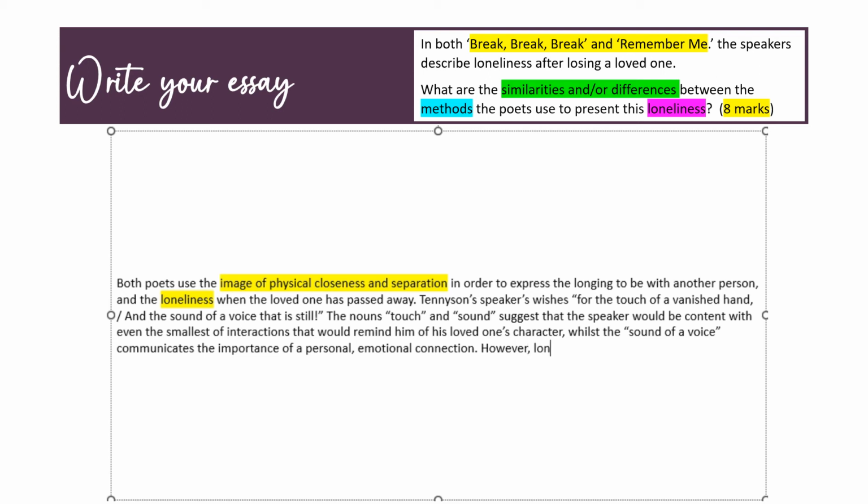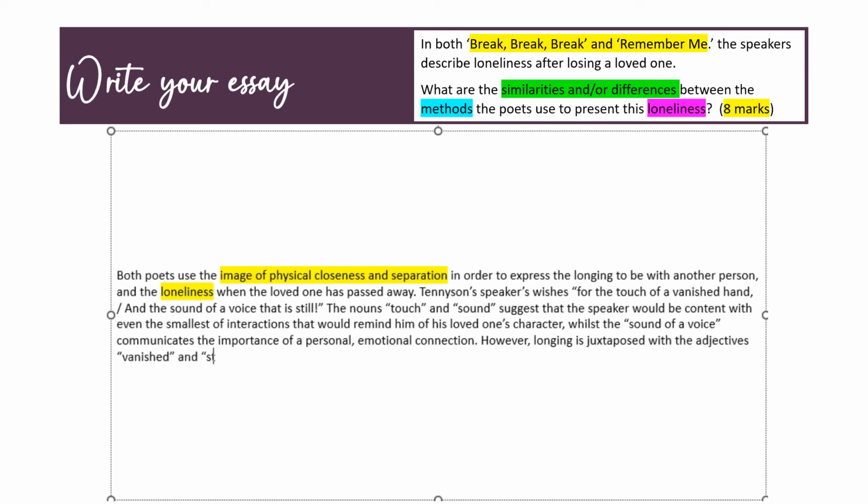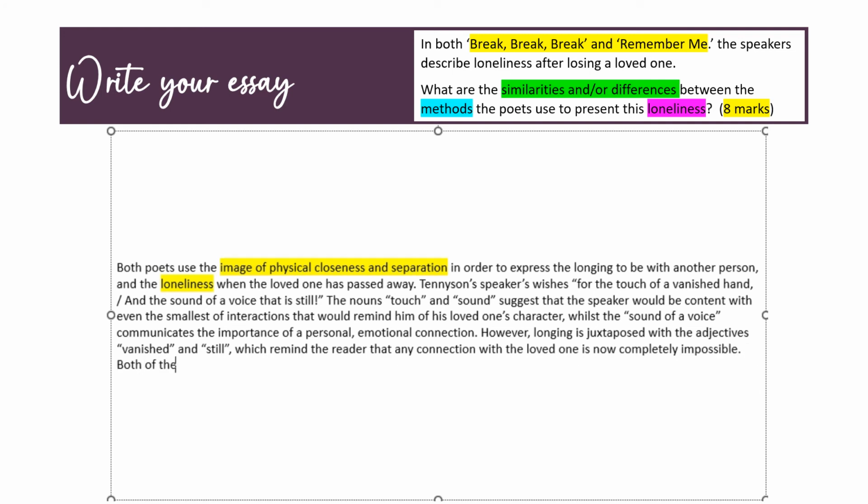Then I'm just going to add a little bit more. So however, and longing is juxtaposed with the adjectives vanished and still, which remind the reader that any connection with the loved one is now completely impossible. Both of these words are also euphemistic. A euphemism is when you don't quite say what you mean, you try to soften that a little bit.